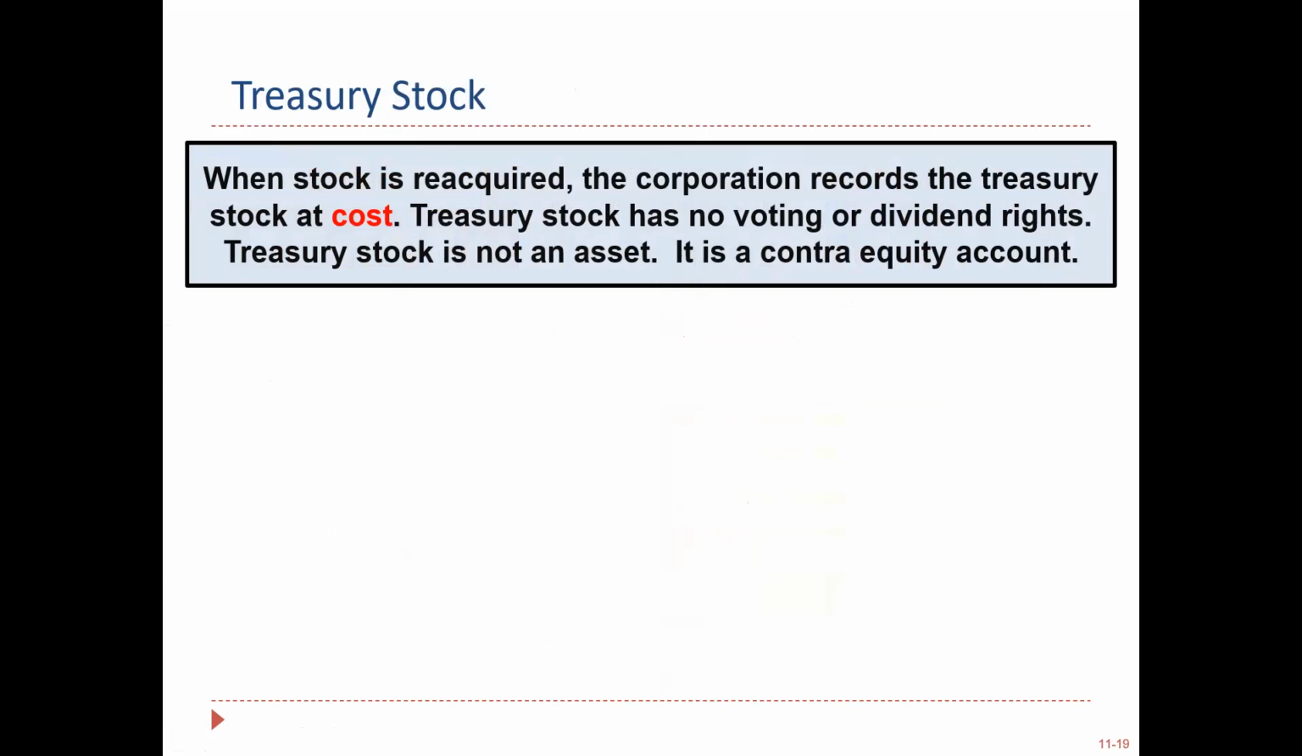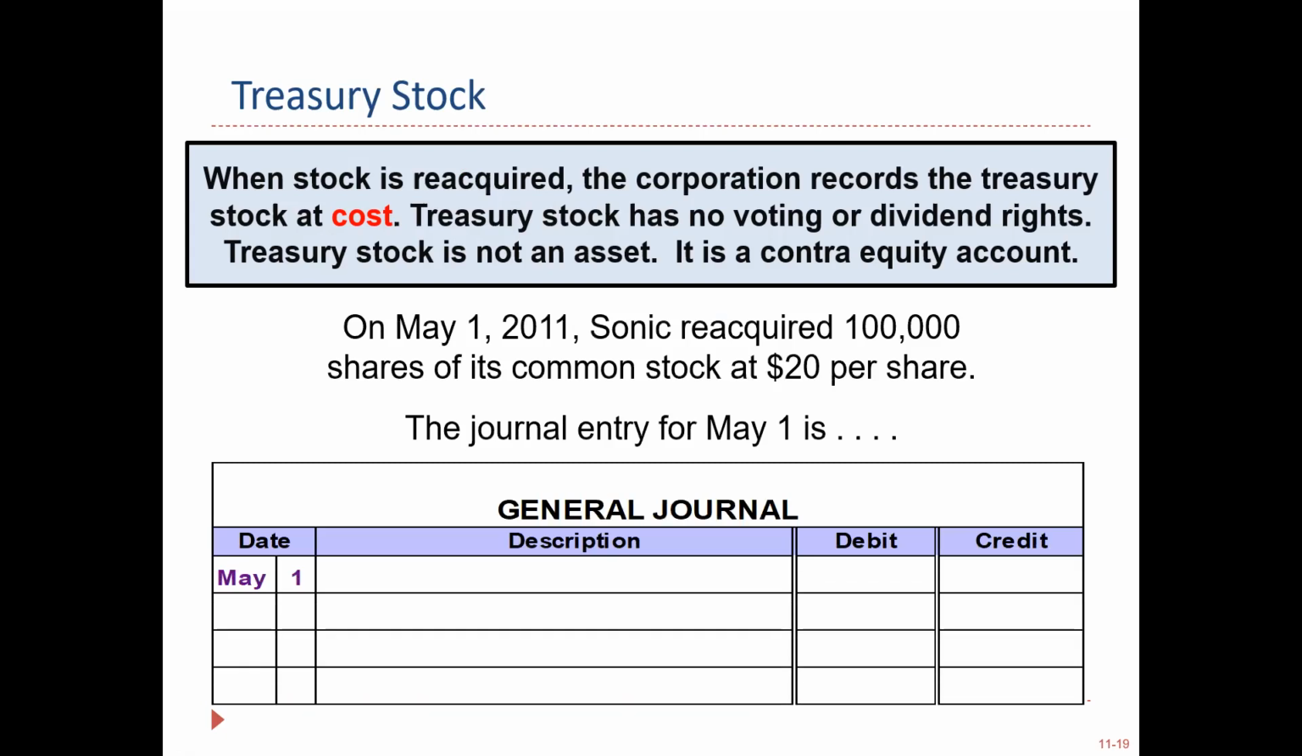Treasury stock. When it's reacquired, the corporation records the treasury stock at cost. Treasury stock has no voting or dividend rights. And this is important. Treasury stock is not an asset. In fact, when you buy treasury stock, it is a contra equity account. When you bought your own shares back, you reduced the capital of your company. And let's try to get a feel for that, okay?